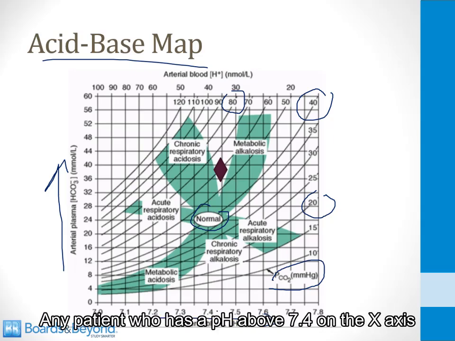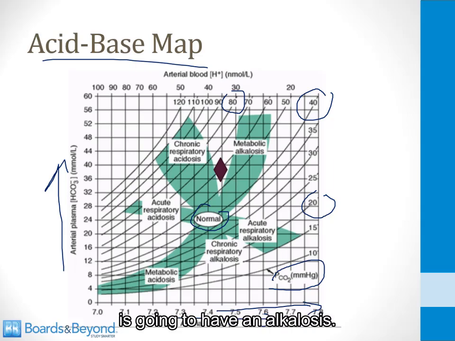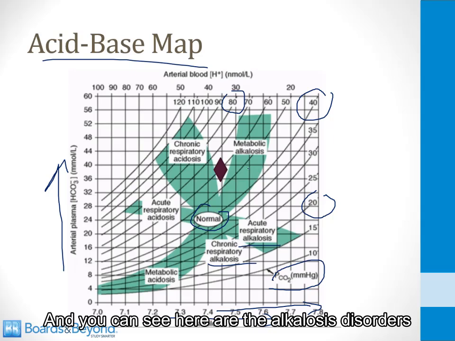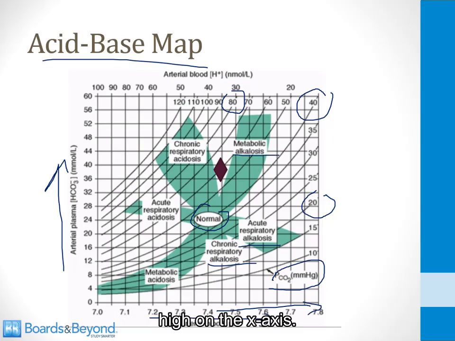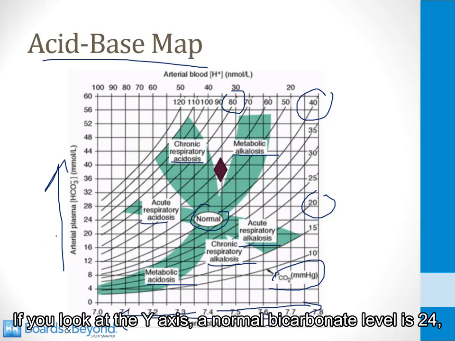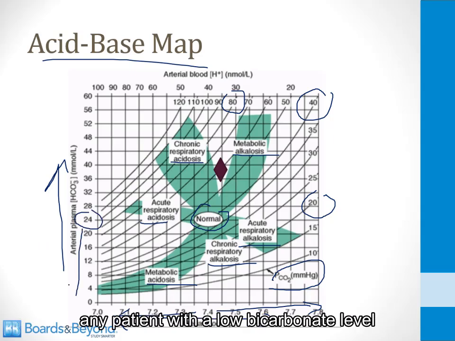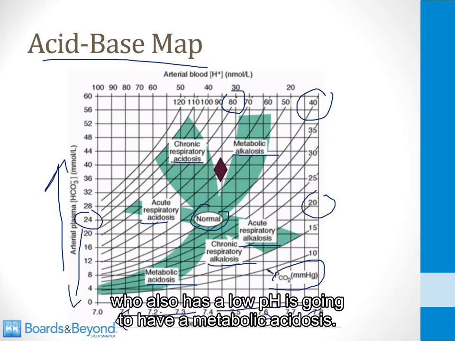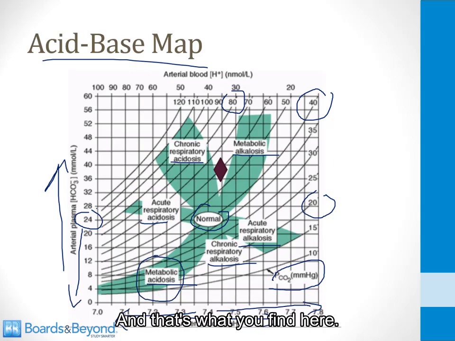Any patient who has a pH above 7.4 on the x-axis is going to have an alkalosis, and here are the alkalotic disorders, high on the x-axis. Any patient with a pH below 7.4 is going to have an acidosis, and that's what you've got here. The acidoses are all down here at the bottom of the x-axis. If you look at the y-axis, a normal bicarbonate level is 24. Any patient with a low bicarbonate level who also has a low pH is going to have a metabolic acidosis, and that's what you find here.